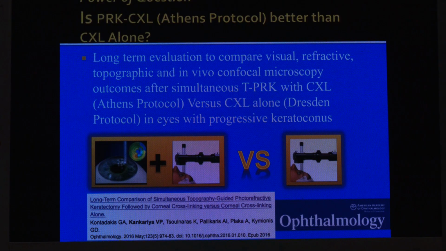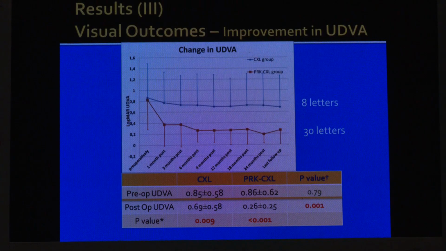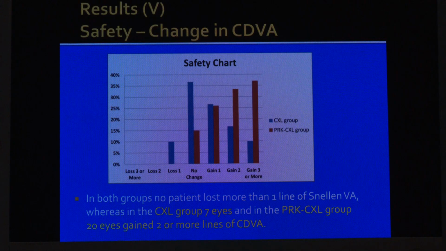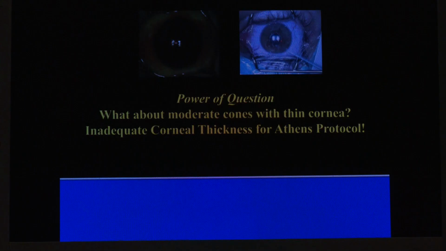Then we went on to do a long-term study in which we compared this PRK CXL, which is the Athens protocol, along with the CXL alone protocol in terms of long-term evaluation to compare visual, refractive, topographic and in vivo confocal microscopic outcomes. And then we could show in these patients that the refractive outcomes as well as the visual outcomes were significantly better with Athens protocol, here gaining 30 letters on logMAR versus only 8 with CXL alone, and also in terms of the best corrected visual acuity gaining as much as 8.6 letters, as against only CXL could get only 4 letters gain. It was seen to be a very, very safe modality of treatment.